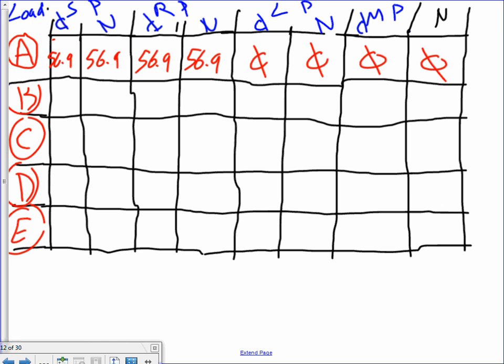Now let's go to the lighting load. B is the lighting load, right? Isn't that what we said B is? B is my lighting load. For my lighting load, I have 242.5. Is that true? 242.5 for my lighting load.